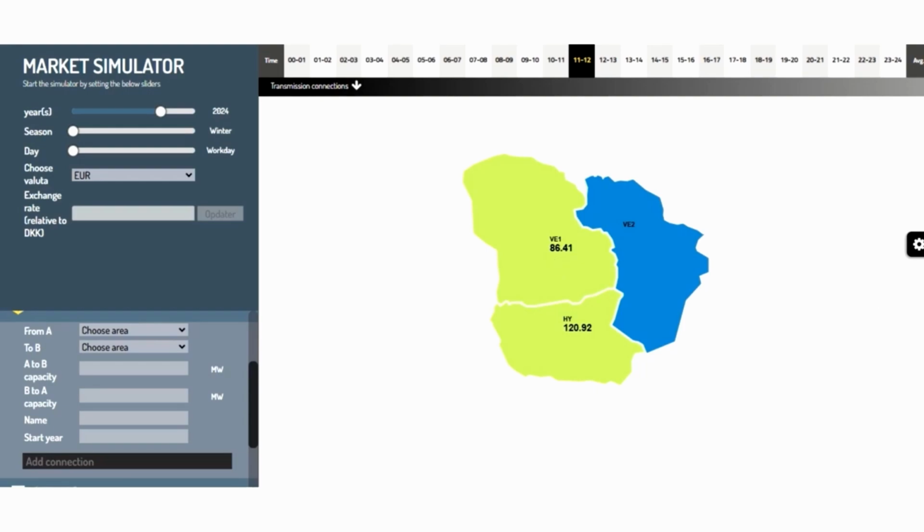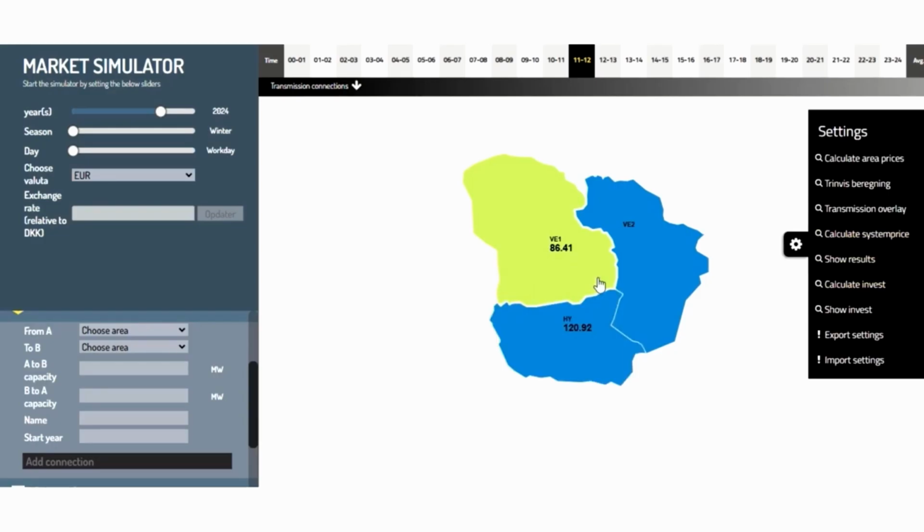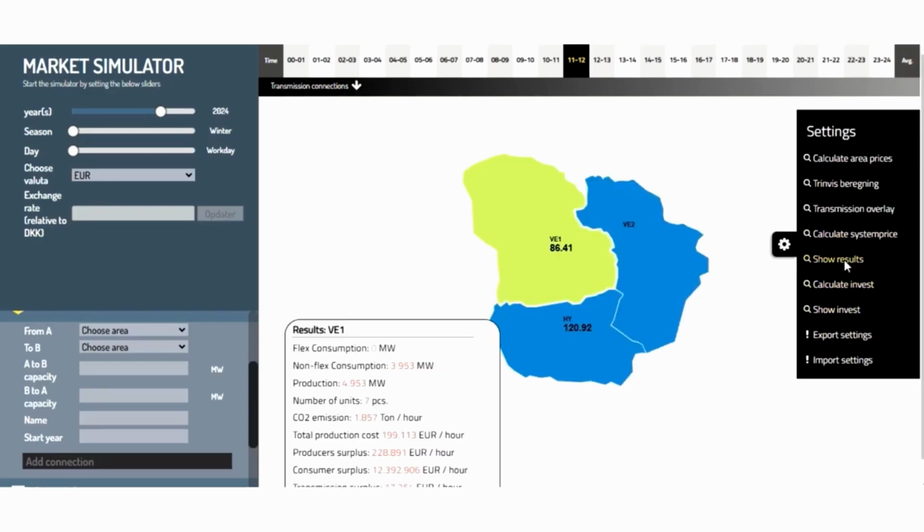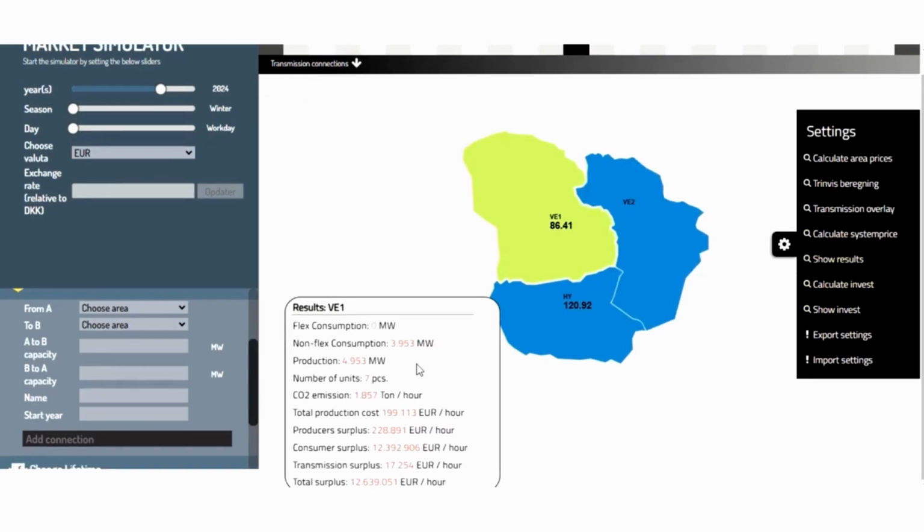But what I should do here was also to calculate the surpluses. So I'll go here and say show results. And now I can see here that the consumption is this amount, production is this amount. I can see that I produce 1000 megawatt more than I consume. And then I save these figures here. That is the surpluses and the total surplus, because it is these surpluses that I should compare with the surpluses without having an interconnector between V1 and HI.